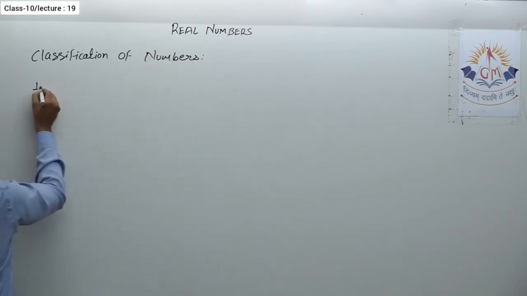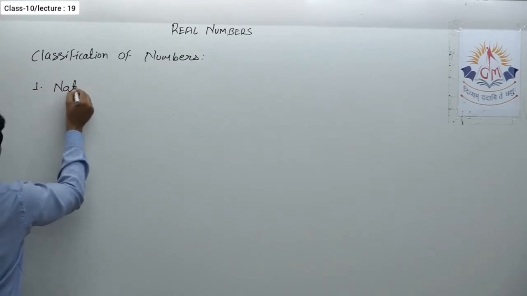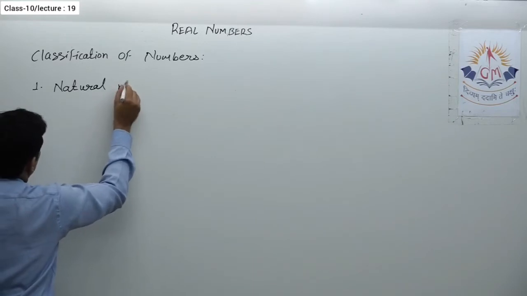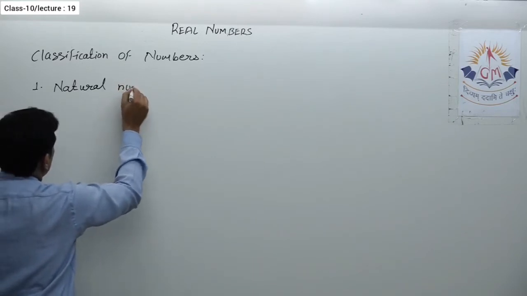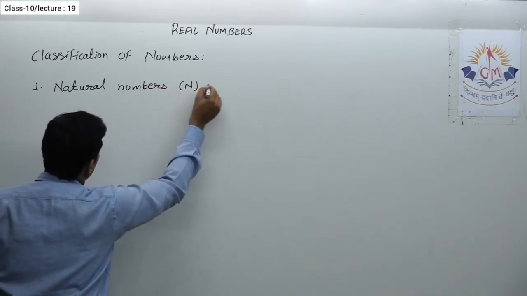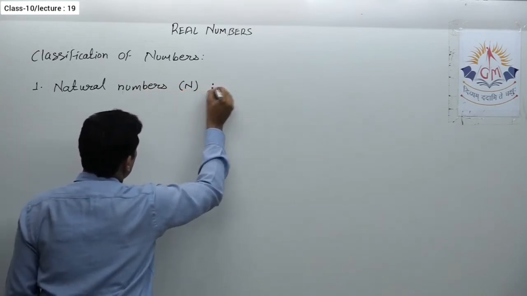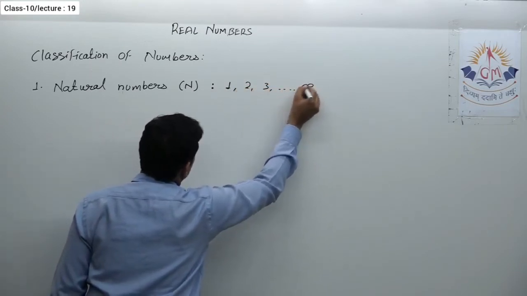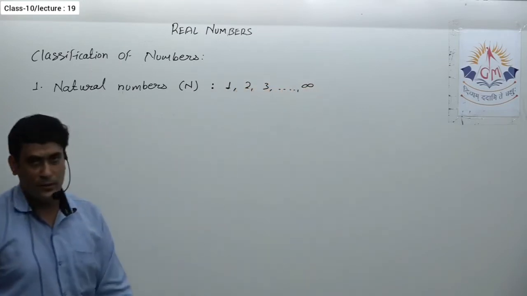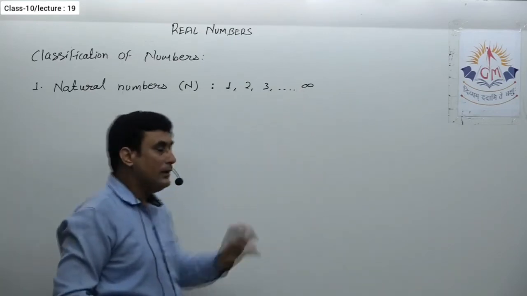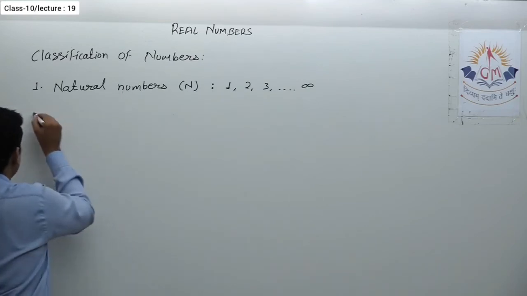In this, the very first is natural numbers. I hope you are well aware of what natural numbers are. Natural numbers are generally denoted by capital N, and they start from 1, 2 and go up to infinity. Counting numbers are the natural numbers. I am not going to give the definitions over here, I will just quickly revise the numbers.